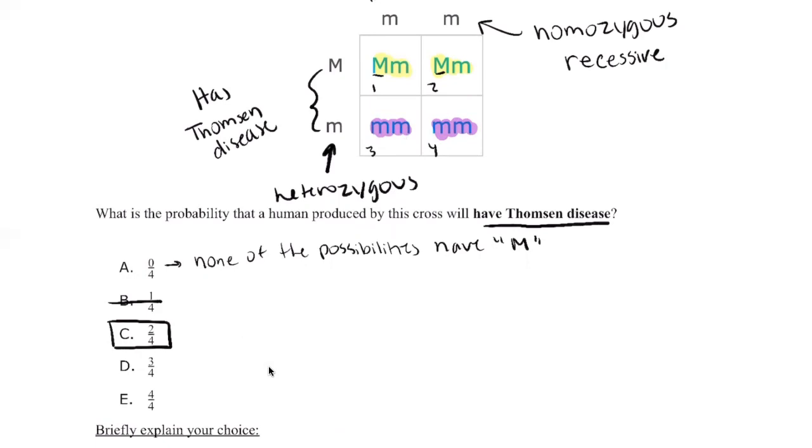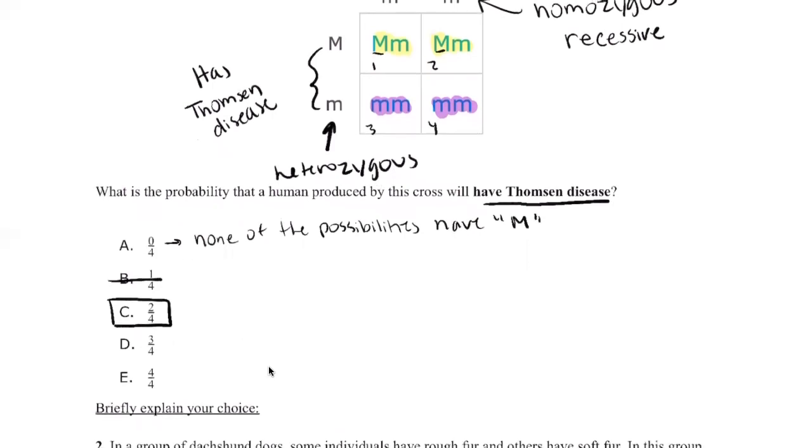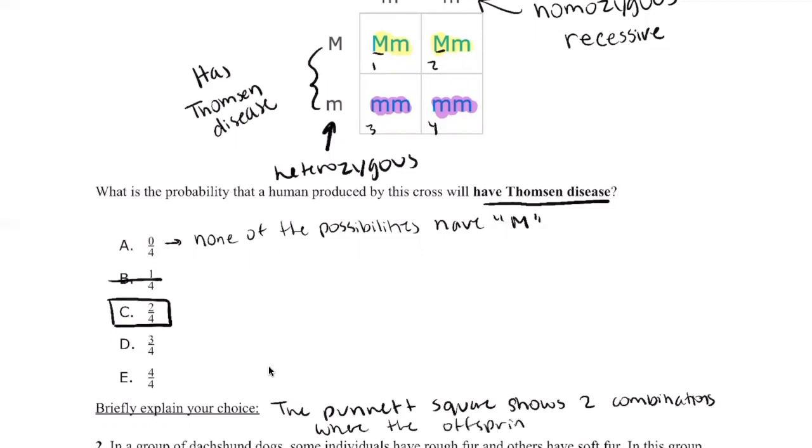So if you were to briefly explain your answer, you could say something about how you have 2 combinations. So for example, the Punnett square shows 2 combinations where the offspring is capital M, lowercase m. That could be one example.